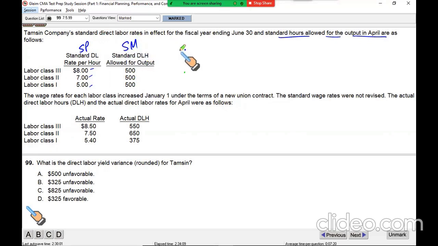Right? First, what we should do is calculate SPSM, which is the weighted average rate for standard mix. So you're going to multiply each hour with the rate and calculate the total cost first. So it's going to be 500 times 8 plus 500 times 7 plus 500 times 5. It's going to be $10,000 total cost for how many hours? 1,500 hours. So $10,000 is going to be the total cost of standard mix for 1,500 hours. That gives me an aggregate rate of $6.67 per labor hour. This is the SPSM.